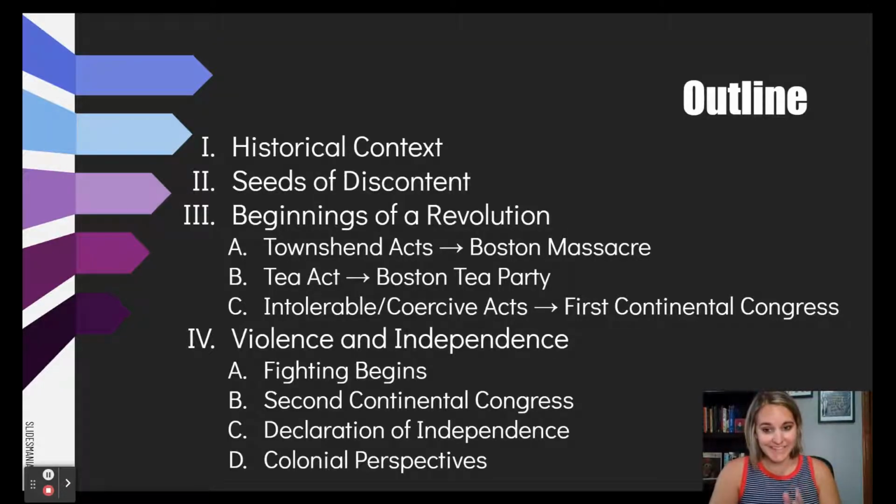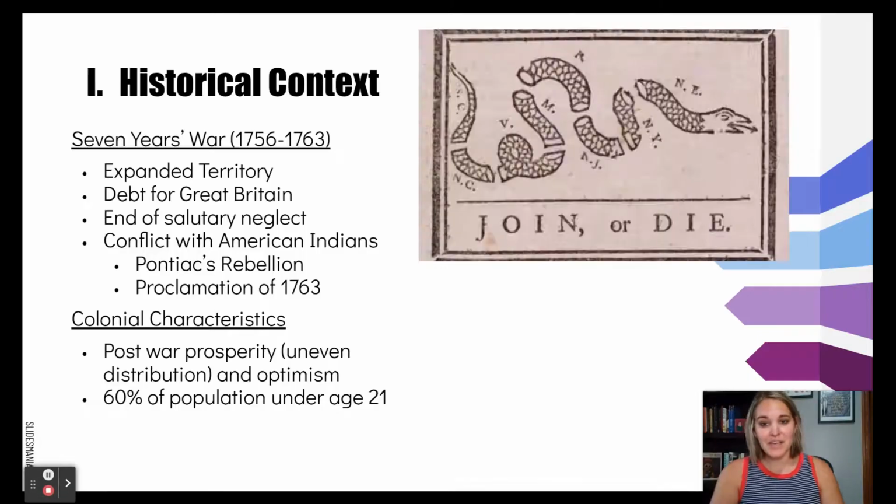So we've got quite a detailed outline here today, with lots of important things going on. This is why it's so important that you take really specific notes as we go. So what's the historical context that you need to be aware of?